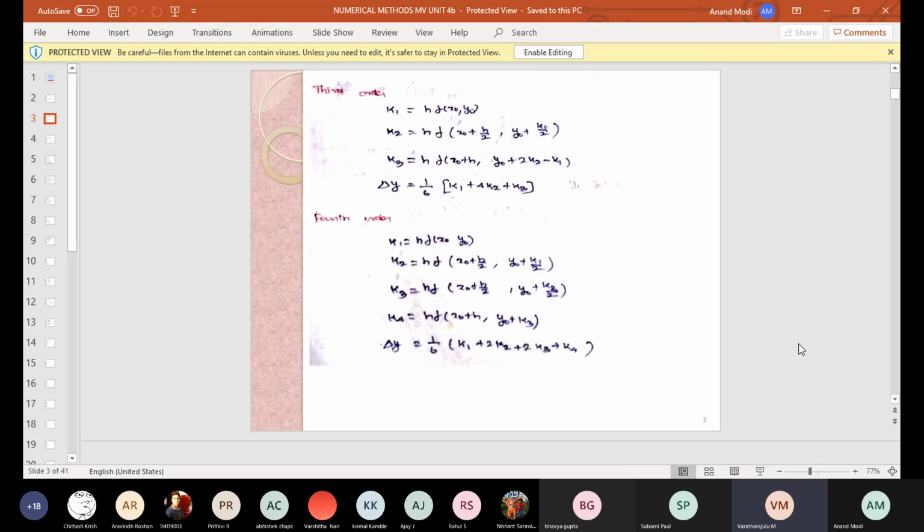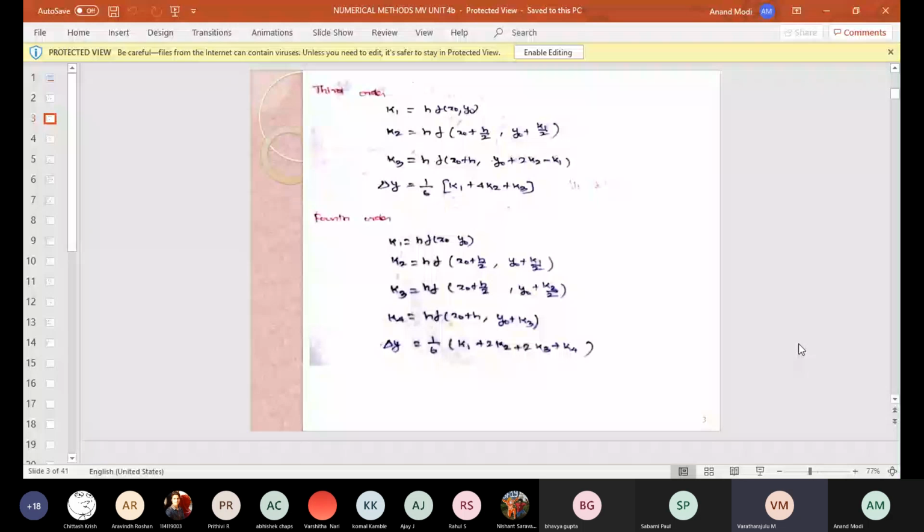Here, y1 is equal to y naught plus delta y. In the fourth order Runge-Kutta method, K1 is equal to h of f of x naught comma y naught, which was presented in the second order and third order. And K2 is equal to h into f of x naught plus h by 2 comma y naught plus K1 by 2. And K3 is equal to h into f of x naught plus h by 2 comma y naught plus K2 by 2. Please remember here K2 by 2.